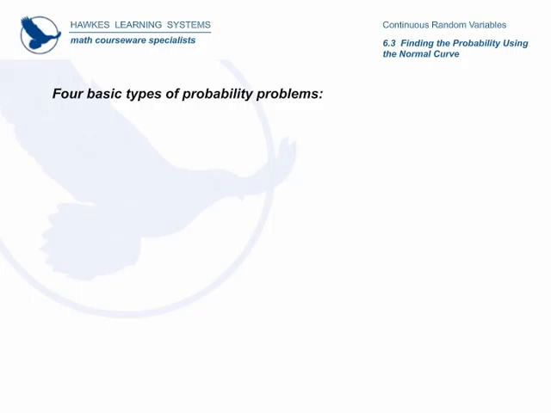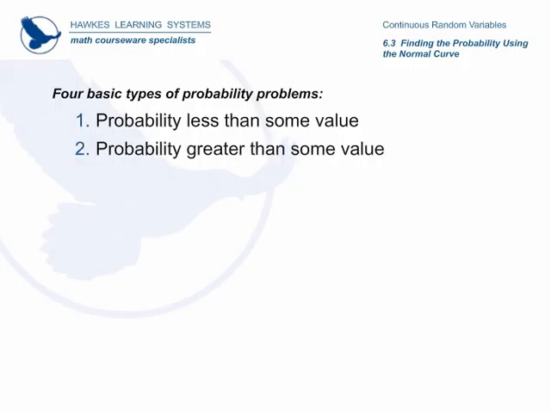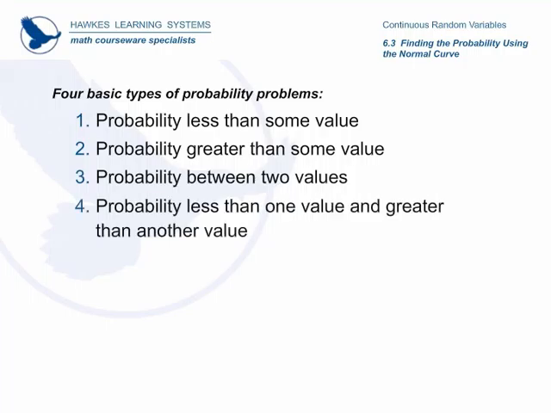There are four basic types of probability problems. Number 1, probability less than some value. Number 2, probability greater than some value. Number 3, probability between two values. And number 4, probability less than one value and greater than another.